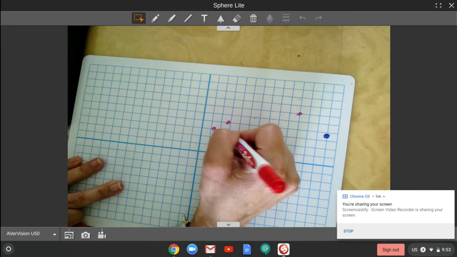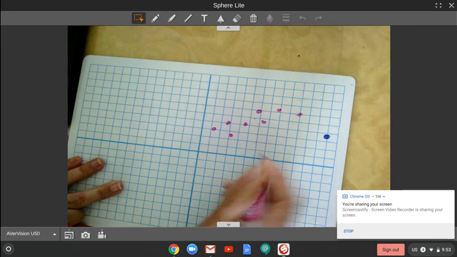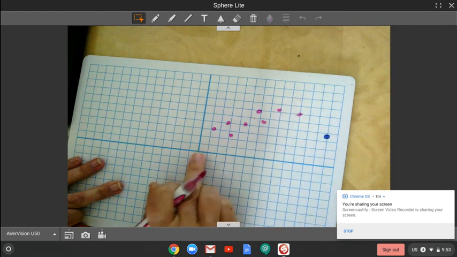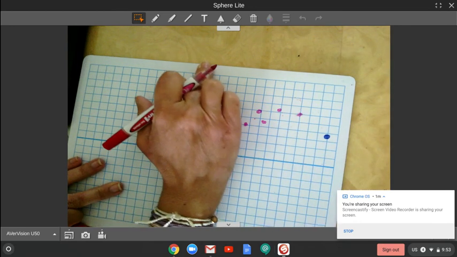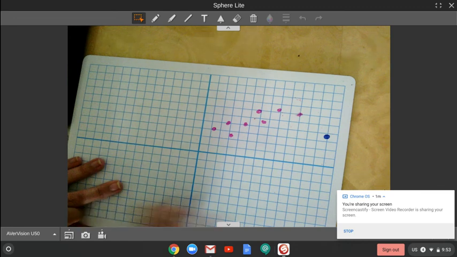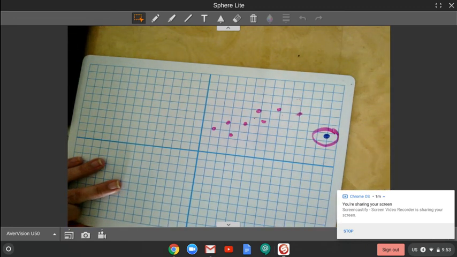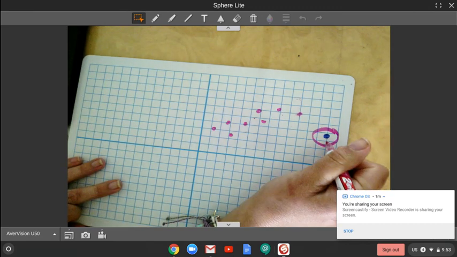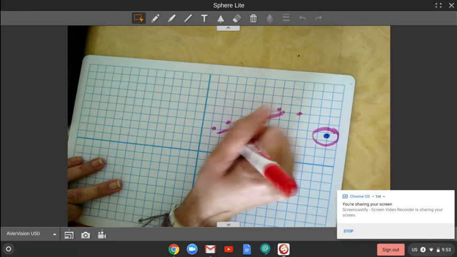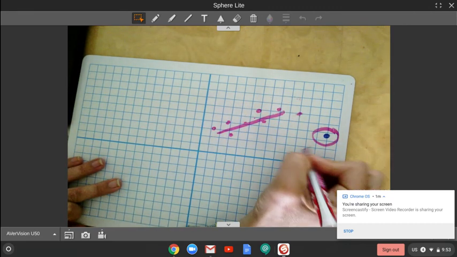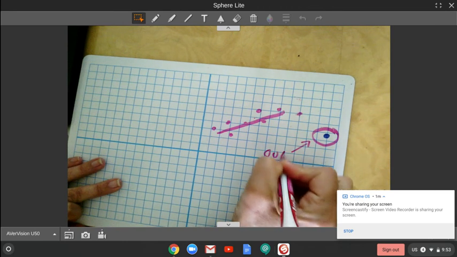So I'm going to draw a scatter plot with a positive correlation because X is increasing and Y is increasing. And as you can see, there's one data point that's way over here. Okay, this person does not fit the trend, even though the trend is a positive correlation. You would call this guy an outlier.